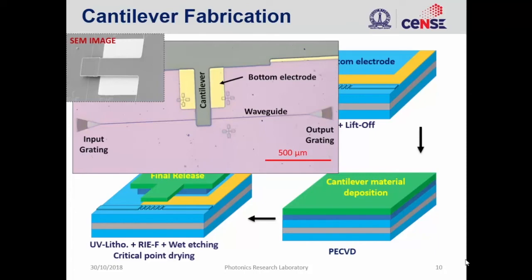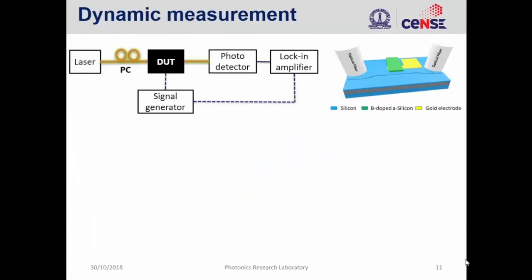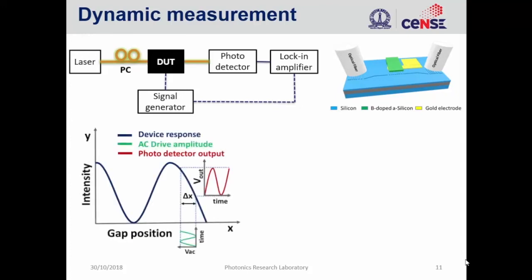This picture shows the optical microscope image where we have the input gratings, output gratings, the cantilever and the bottom electrode. And this is the SEM image. We went on doing the dynamic measurements where we excite the cantilever using a sinusoidal signal. We use a tunable laser which is coupled into the chip via optical fibers, and then we take it out using optical fibers and put it into the photodetector, which is connected to a lock-in amplifier. This shows the schematic of what we have done.